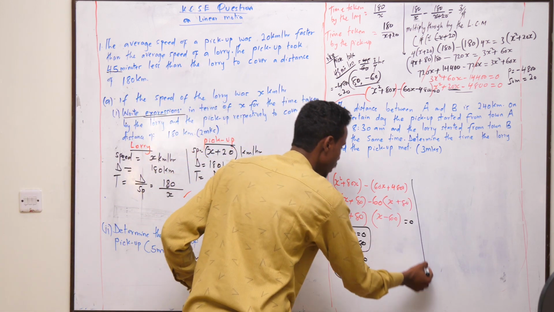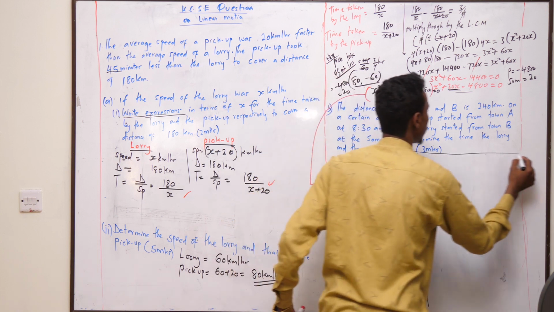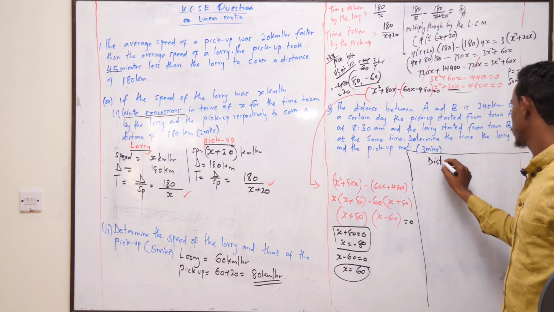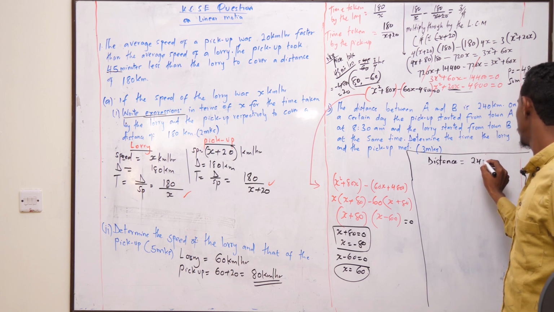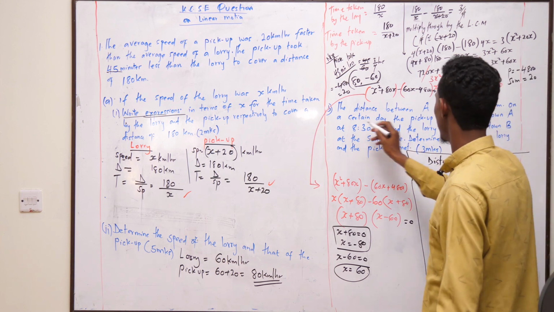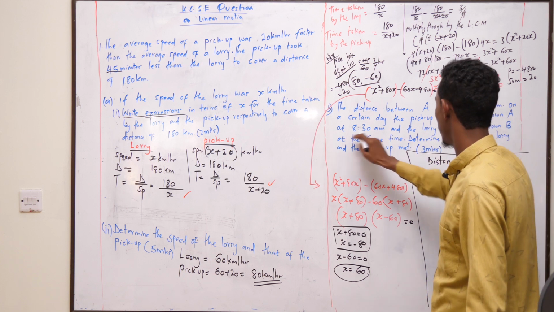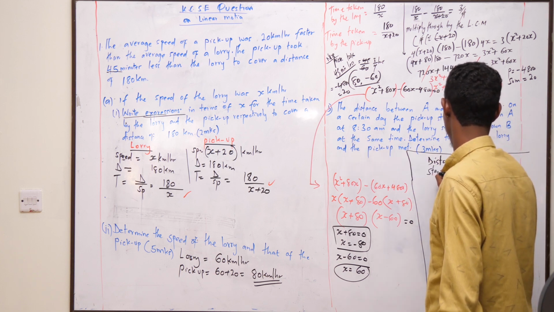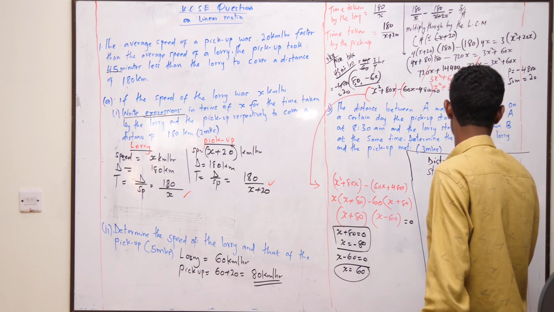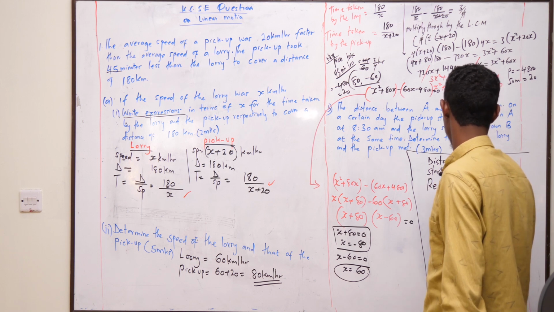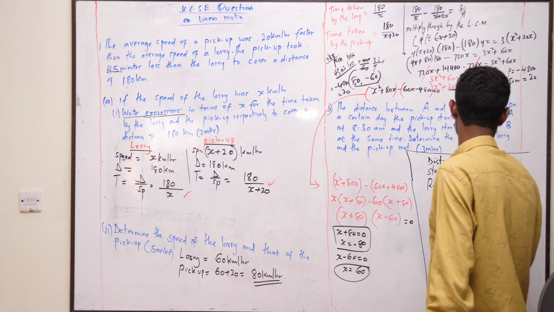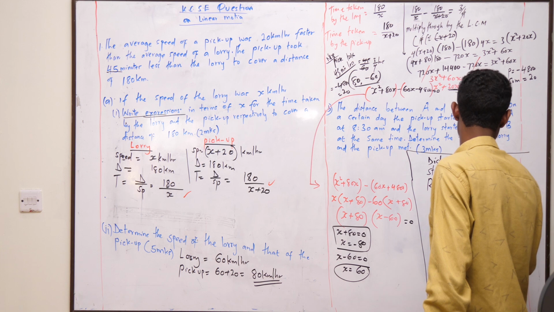Next, and the last question, and that is the last one. The distance between town A and town B is 240 kilometers. Again, you are told, on a certain day, the pickup started from town A at 8:30 a.m., starting time. Both of them started at 8:30 a.m. Now let's look at the relative speed. That is 80 plus 60, which is 140 kilometers per hour.